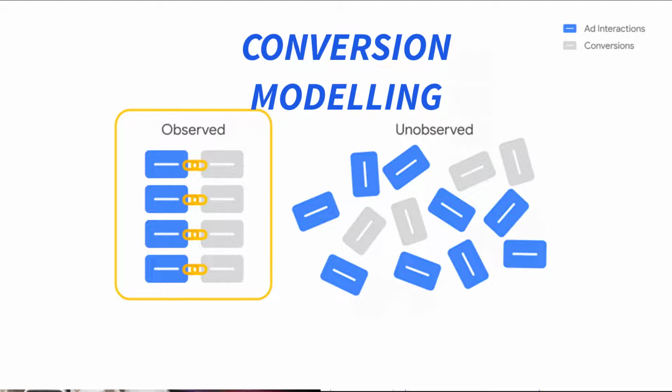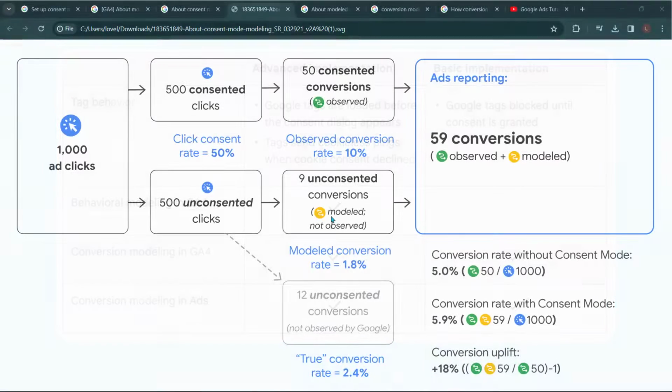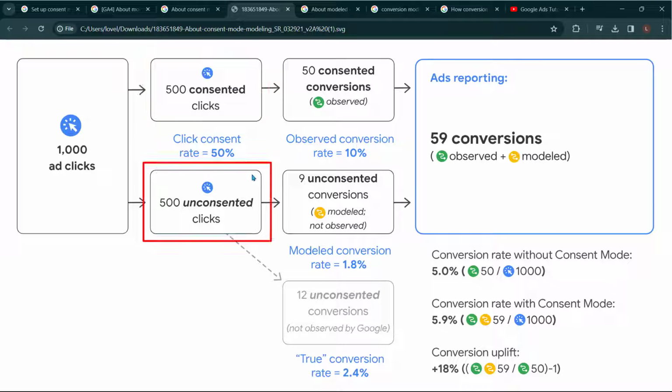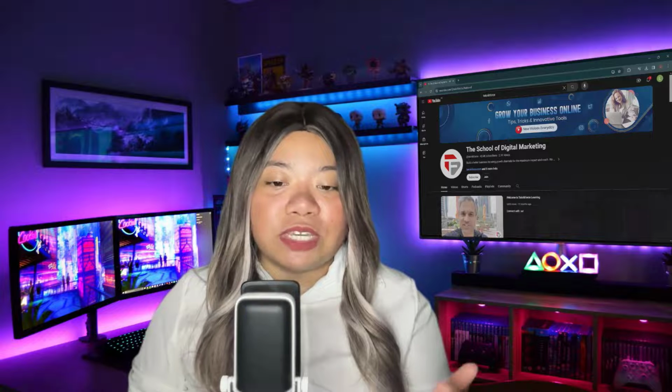Modeling is only activated in the advanced implementation, but as we saw in the table earlier, there is technically modeling based on general models for the basic implementation as well. And there is quite a nice graphic from Google here, which basically breaks down how exactly the conversions will be modeled for unconsented users. So if you have 1,000 clicks, let's say 500 of these were consented, 500 were unconsented. If they're consented, all good. They're recorded as normal. If they're unconsented, they're modeled, so not observed. And the modeled conversion rate is actually a lot lower. So they're kind of giving you an estimate. And they're also reducing the conversion rate from unconsented users to 2 to 4 times lower than consented. So that basically drives the decreased conversion rate.